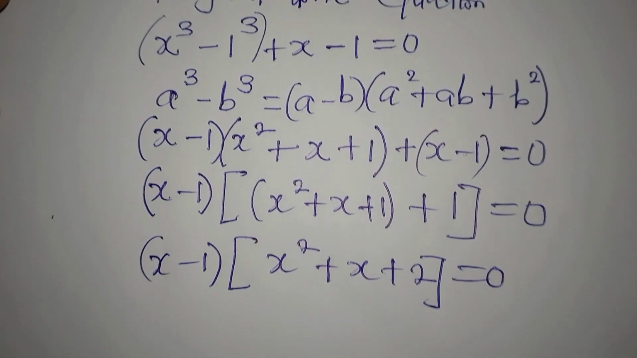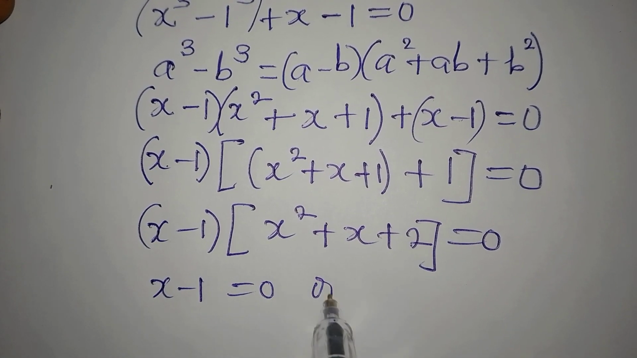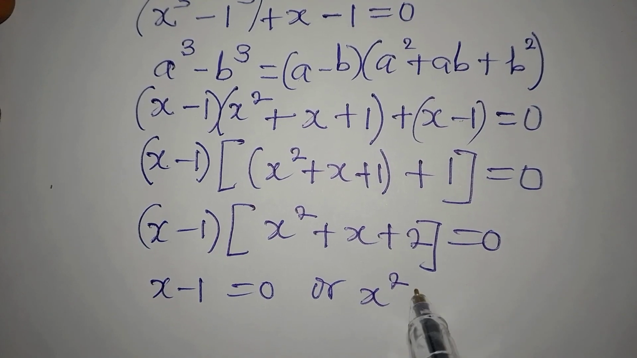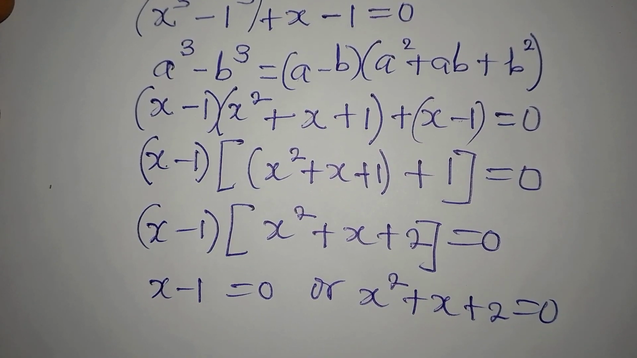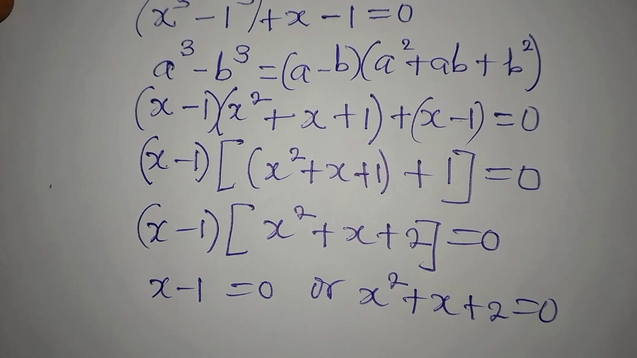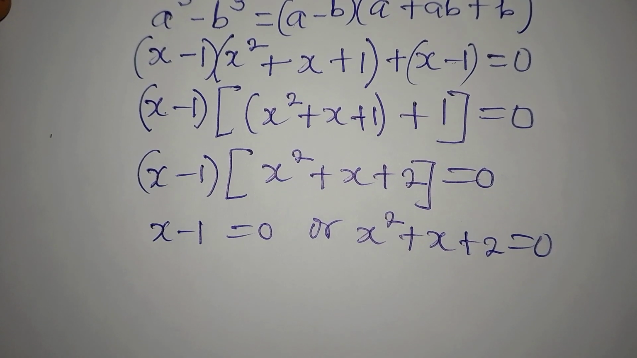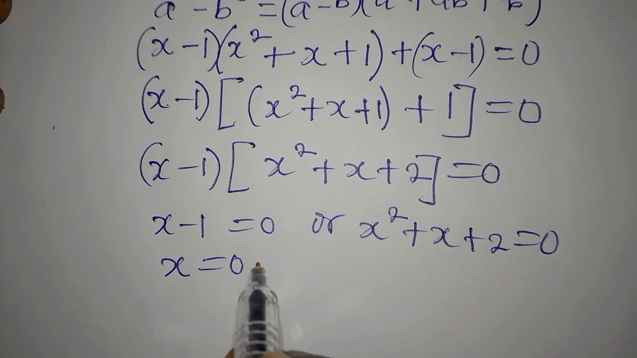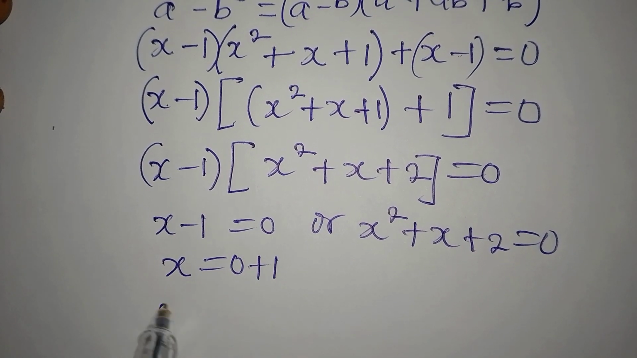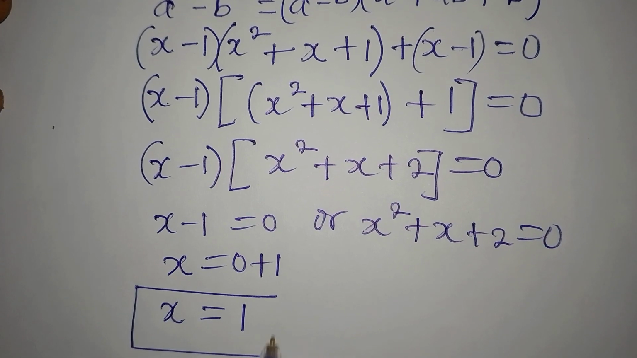equals 0. Now x minus 1 can be 0, or x squared plus x plus 2 can be 0. Since we are multiplying both of them to get 0, we can conclude that either of them must be equal to 0. Okay, now our x is 0 plus 1, and then x is equal to 1, one of the solutions.